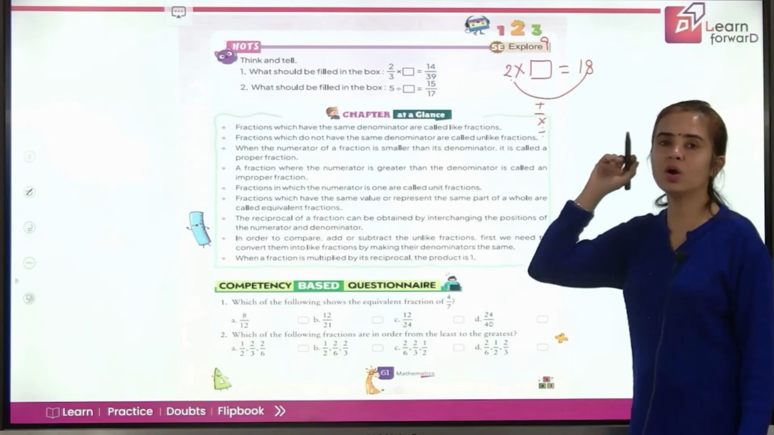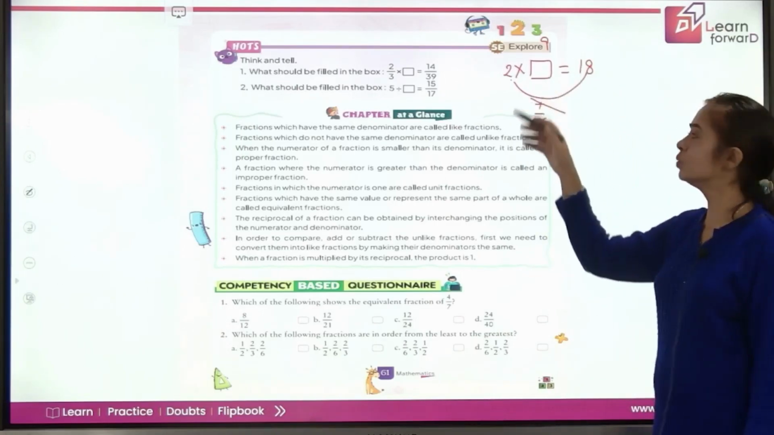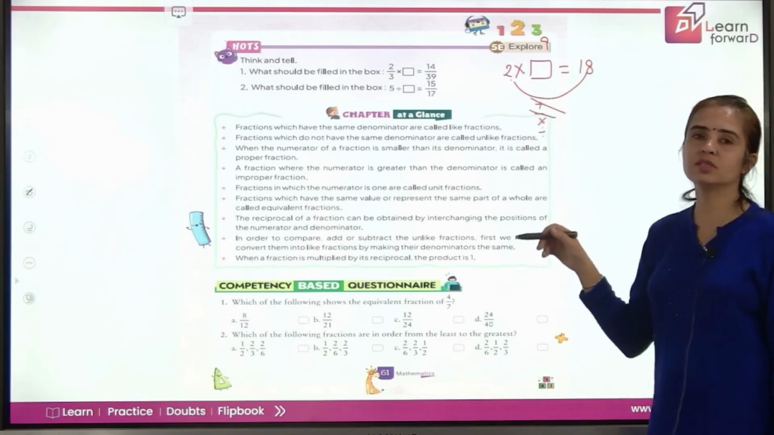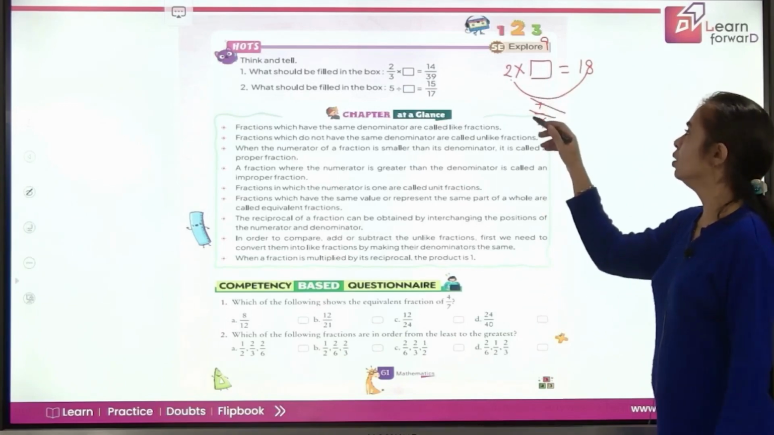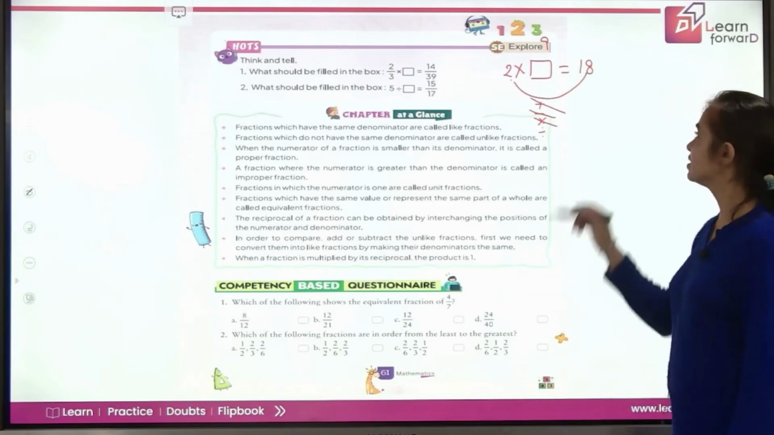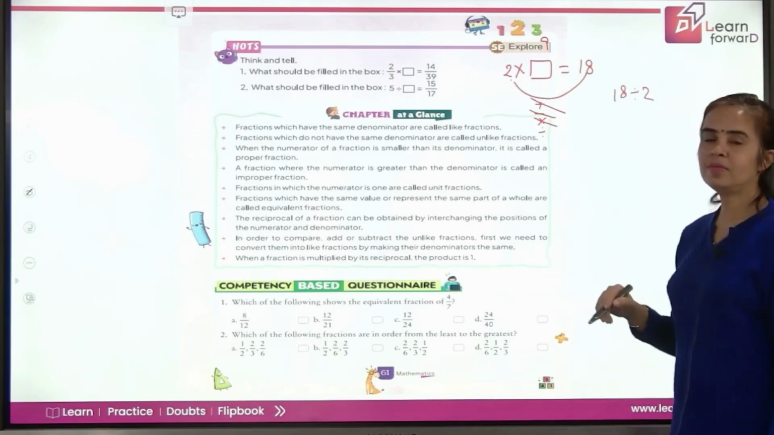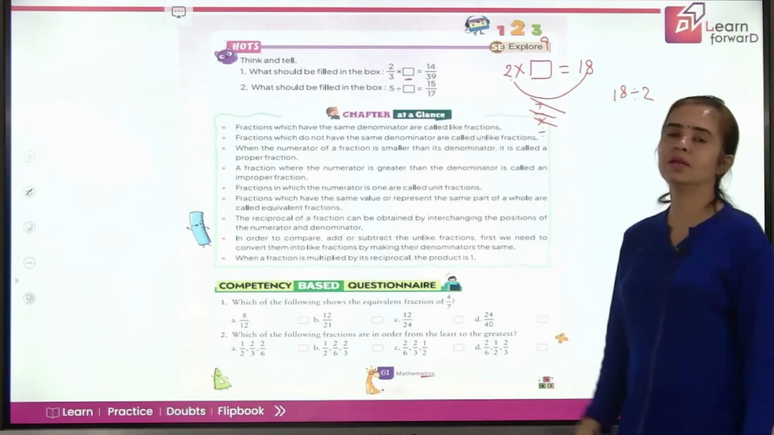So how do you work on them? Will you be adding? No. 18 plus 2 is 20. Will you be subtracting? No. You get 16 on subtraction. On multiplication, do you get 9? No. You get 36. On division, do you get 9? Yes. 18 divided by 2. You get 9.